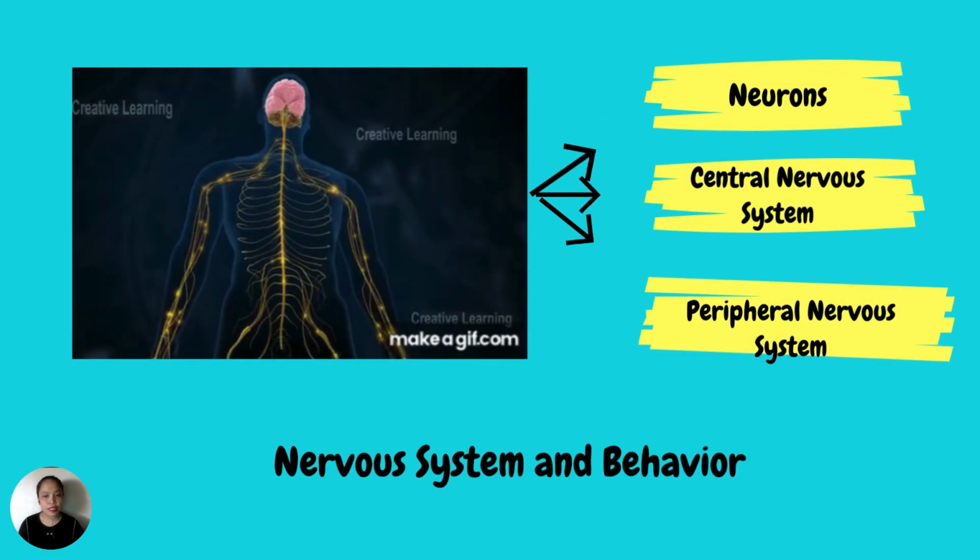Now, as you can see on the screen, the nervous system is composed of various kinds of neurons or nerve cells, and it can be divided into the central nervous system, consisting of the brain and the spinal cord, and the peripheral nervous system, consisting of the neurons that convey messages to and from the rest of the body.